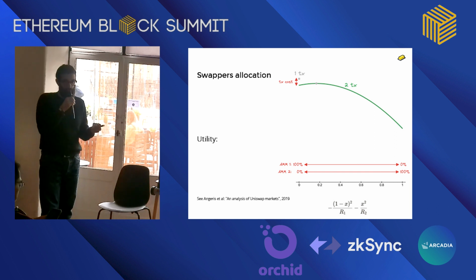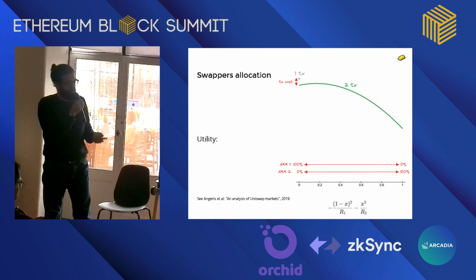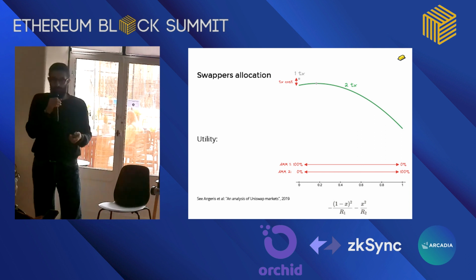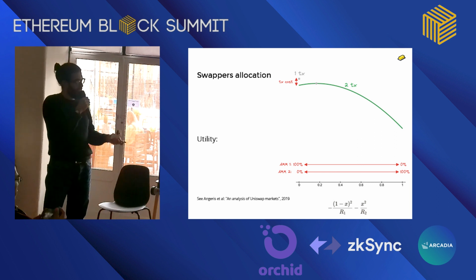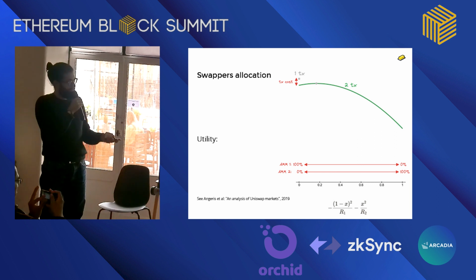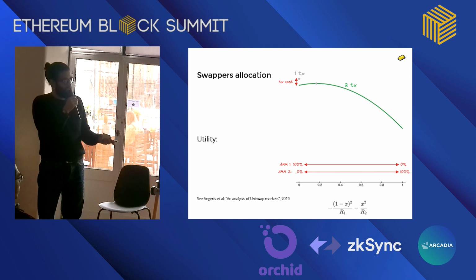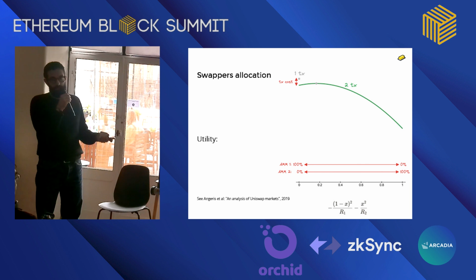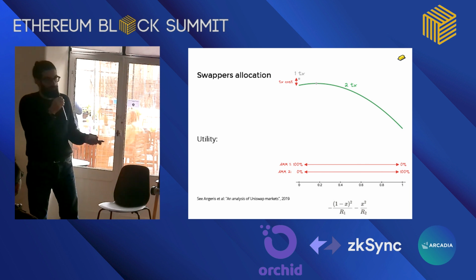In terms of swappers, I want to show this curve to reason about how you want to allocate, if you're a swapper, between two AMMs. On the left, I allocate all my swaps, all the volume, to the first AMM. On the right, I allocate everything to the second AMM. If the second AMM is smaller, you obviously get less utility. Utility is what you get out of what you do.